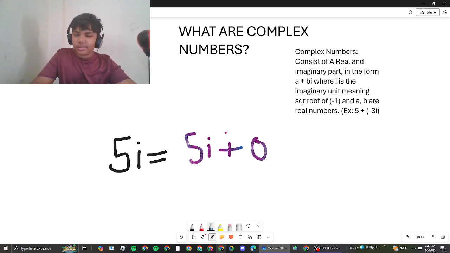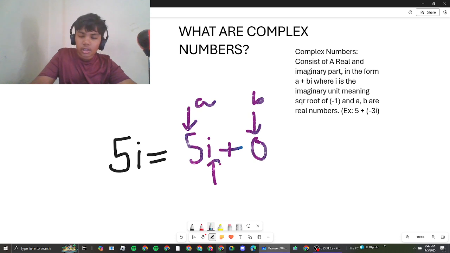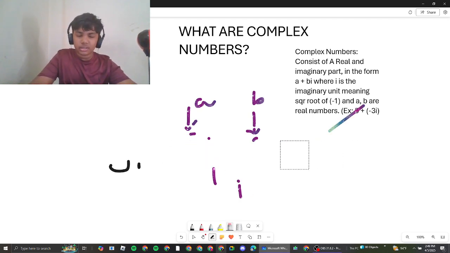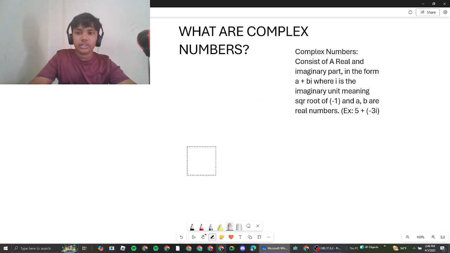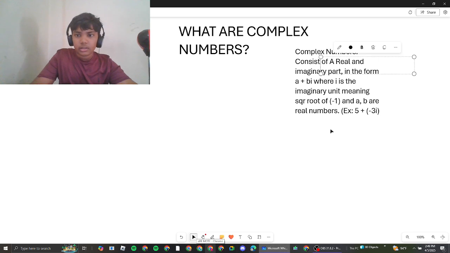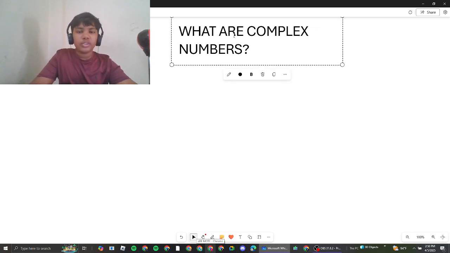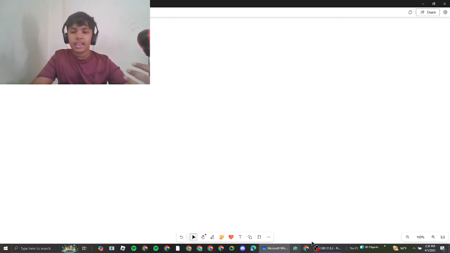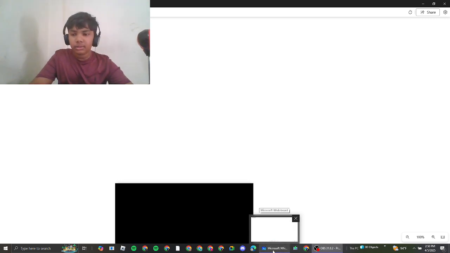This is because in here this is a, and this is b, and this is i. So imaginary numbers can also be complex. Okay, so that's the simple definition. Complex numbers and imaginary numbers are used interchangeably. You can say either. For example, i is also a complex number because we can write it as 1i plus 0, right?